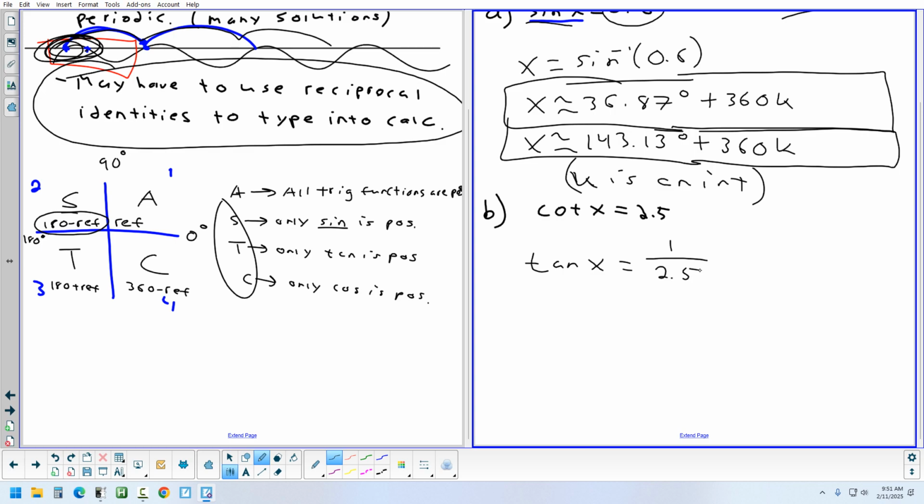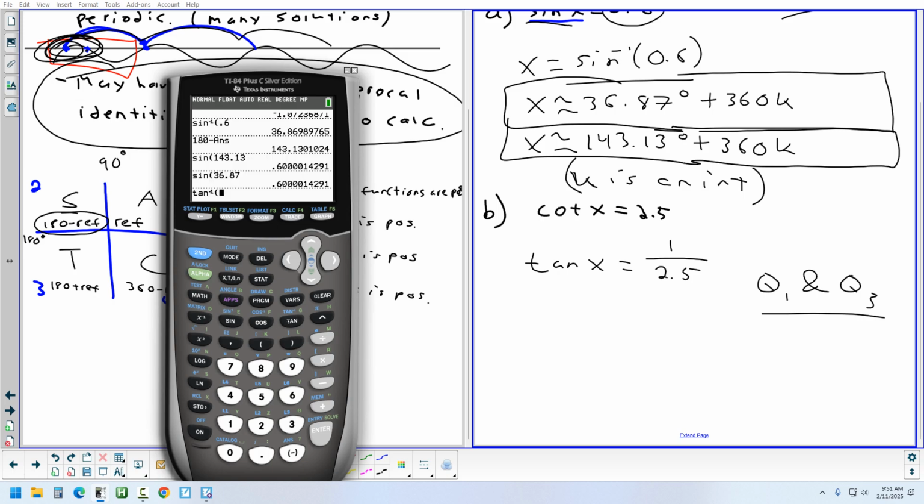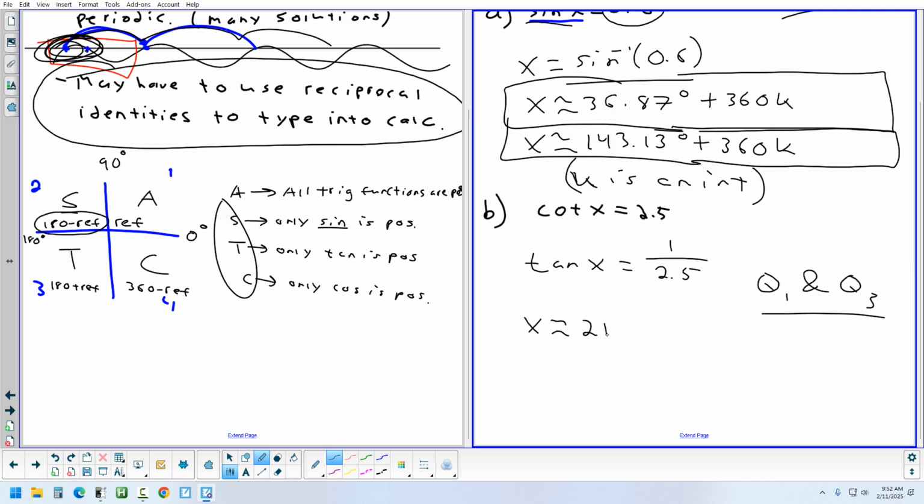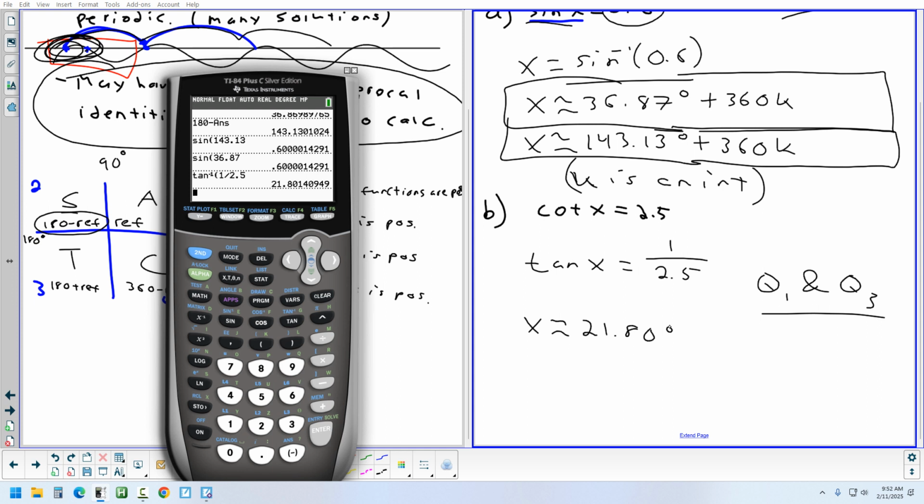What quadrant am I looking for an answer in? Where is tangent positive? 1 and 3. When I do the inverse tangent of 1 divided by 2.5, I do get an answer in quadrant 1, 21.80. The formula in quadrant 3 is 180 plus your reference angle. So you might think, well, the other answer is 201.80.